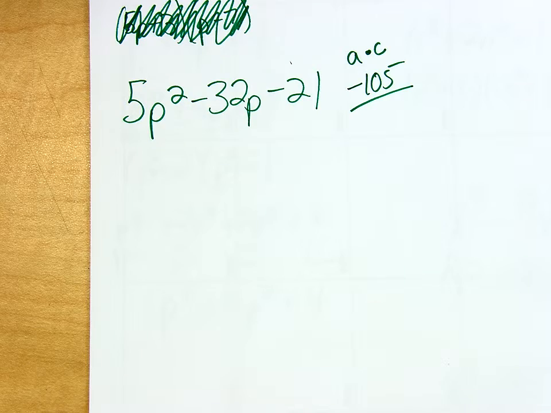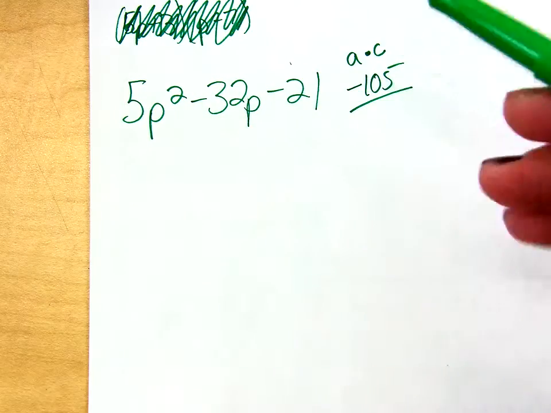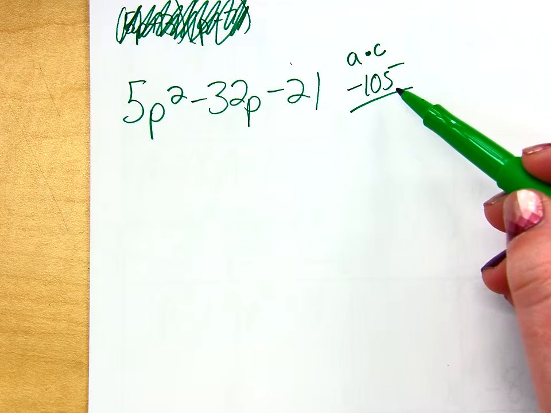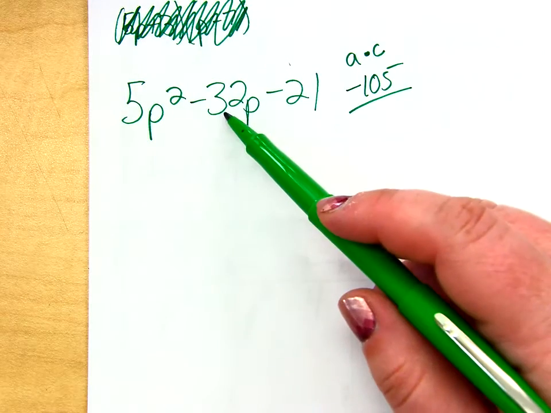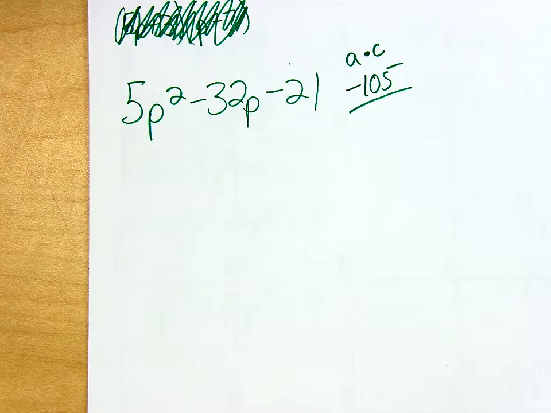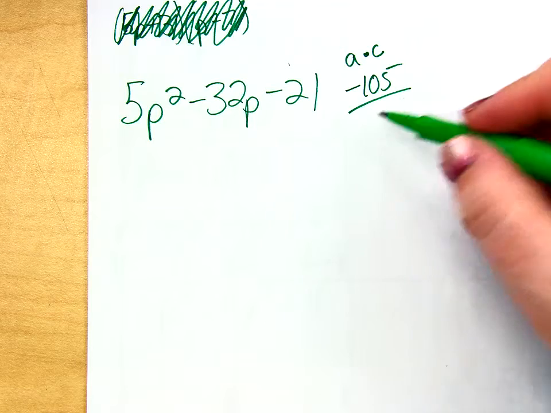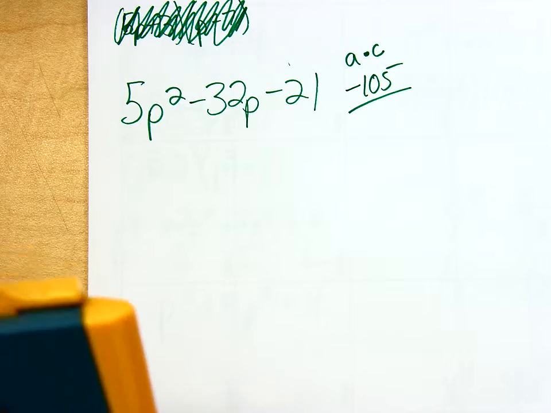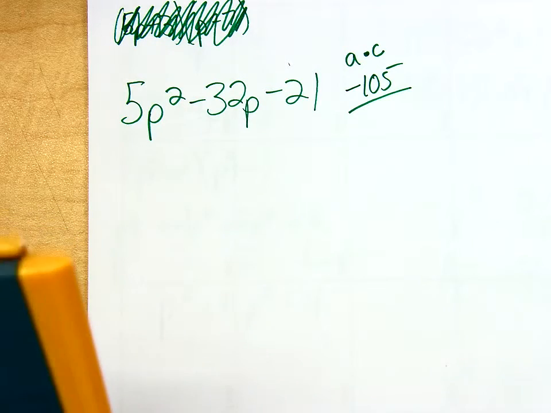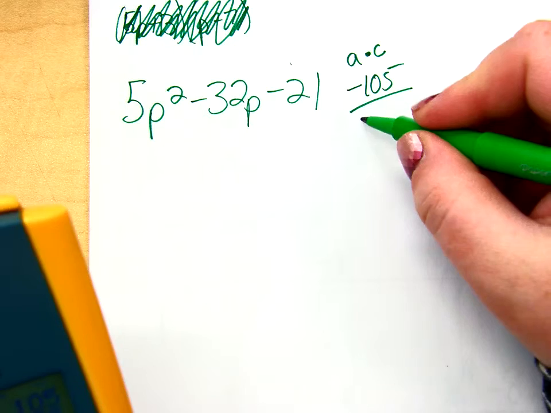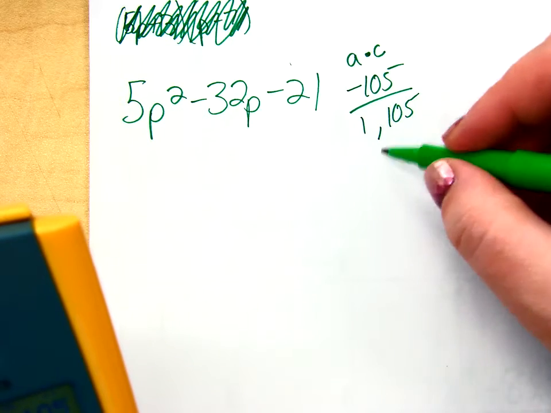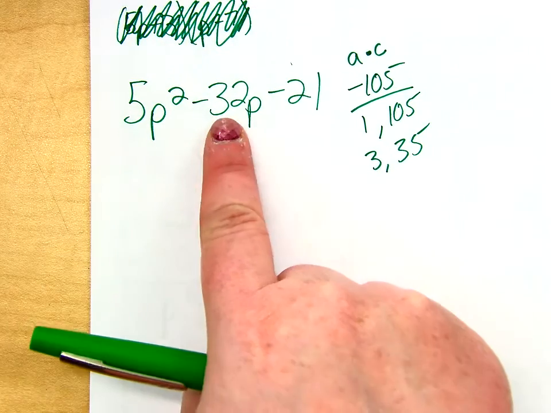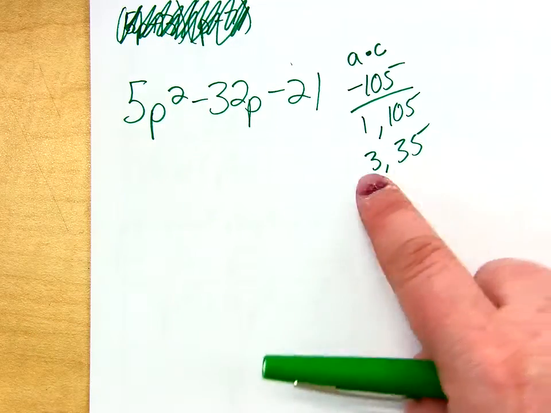Now the next thing you do, once you multiply a times c together and have this big number, negative 105, is find a factor pair of negative 105 that still adds up to be negative 32. I could do 1 and 105, but that's not going to work. 2 doesn't go in. 105 divided by 3 is 35, so there it is. 1 and 105 didn't work out, but I can have 3 and 35. If I want them to add to be negative 32, which of these two is negative?